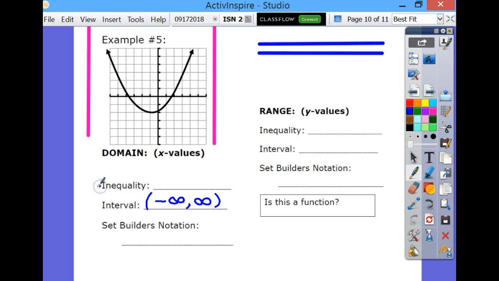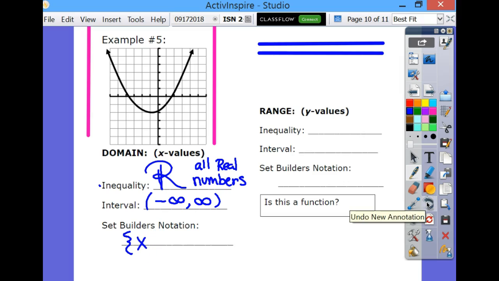There are several different ways to write the inequality. I am going with the easiest way. In inequality notation, you can just write this fancy looking R. You can write out the word: all real numbers, that's what the fancy looking R stands for. This is what it would look like in set builder notation.